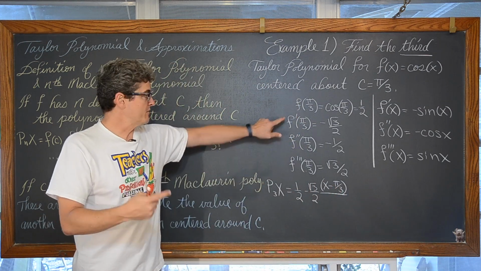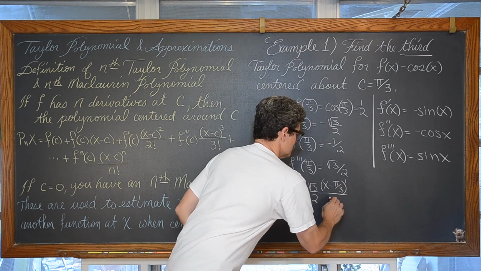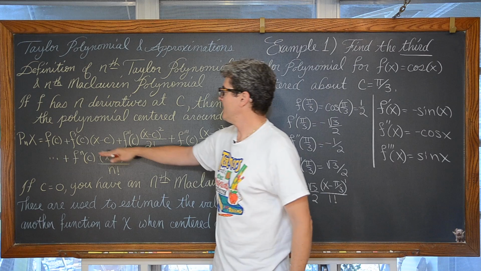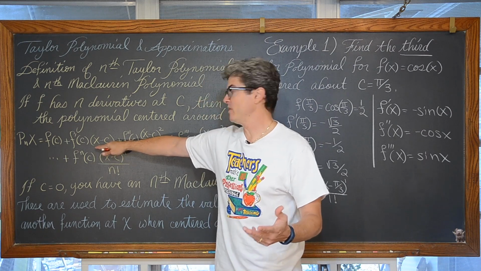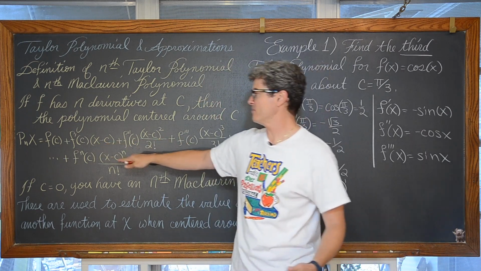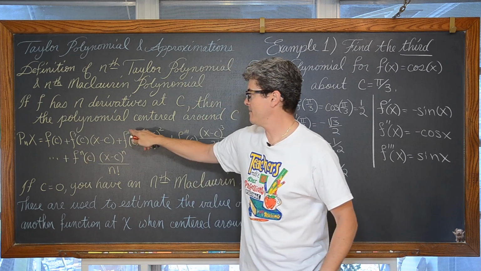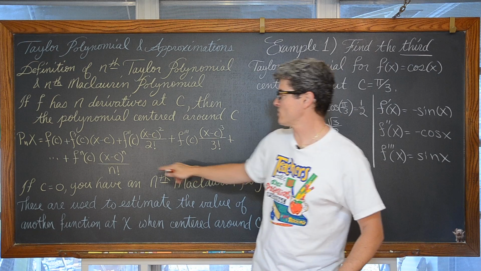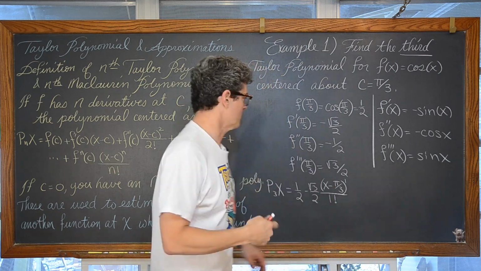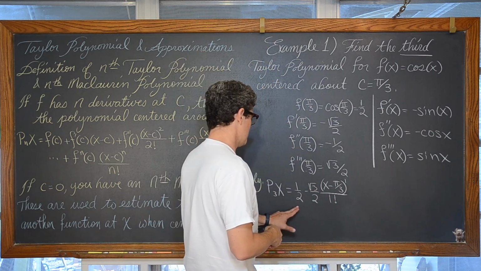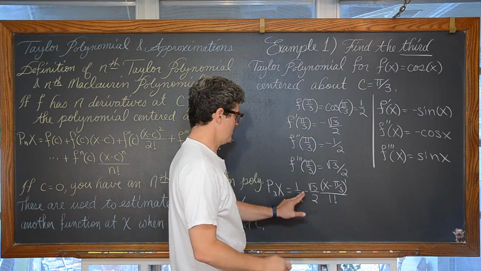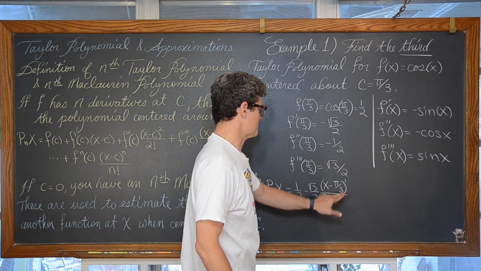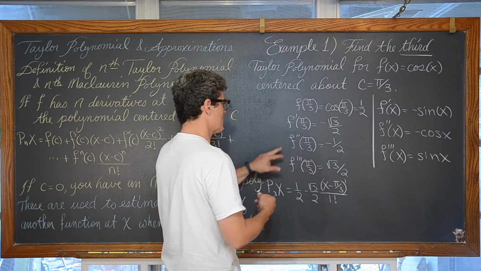So x minus pi over 3. Now, we're using the first derivative, so we're talking about the first power, and it's over 1 factorial, which isn't written in the definition of a Taylor polynomial, but you probably already see this pattern: first derivative, first factorial, second derivative, second factorial, third derivative, third factorial, nth derivative, nth factorial. So we have f of c minus f prime of c, x minus c to the first power over 1 factorial.